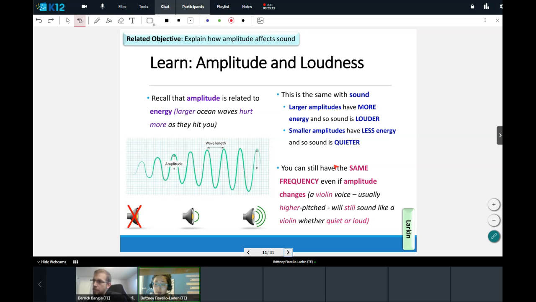So you can actually mix it up. It's not like it's one or the other. It's not like it's low-pitched or high amplitude. You could actually have both of them at the same time. Gotcha, Joseph. Yeah.